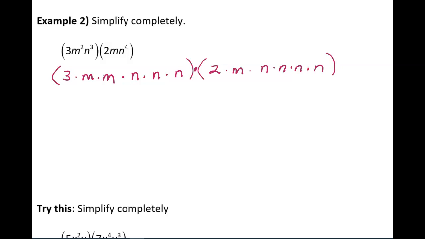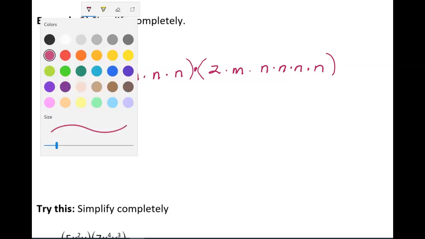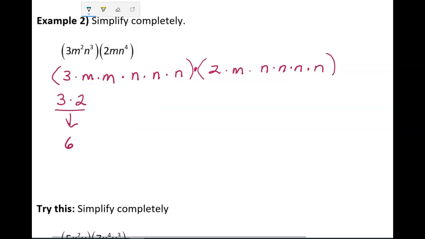So basically every operation symbol here is a multiplication symbol. That means that we can arrange the order in any way that we'd like. So we can do that 3 times 2 first. And that's going to give us 6. And now let's take a look at all of the m's. I've got 2 factors here, and I've got another single factor there. That means that I now have m times m times m, which is m cubed.